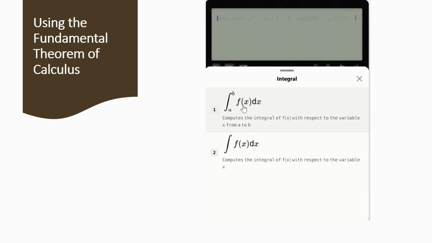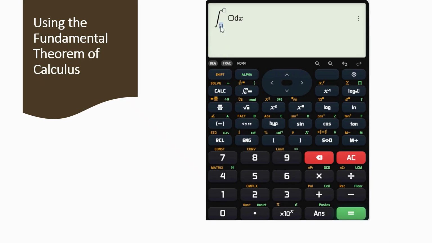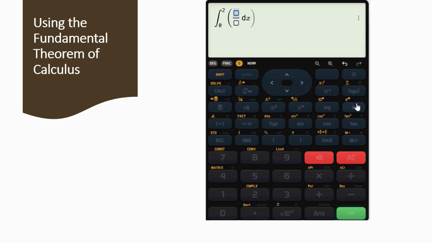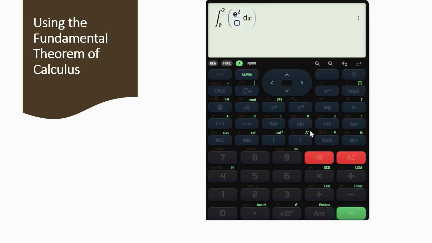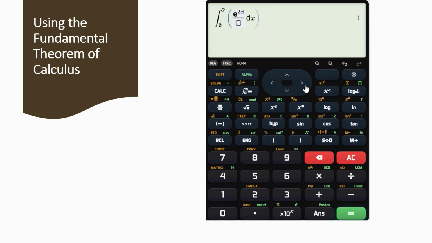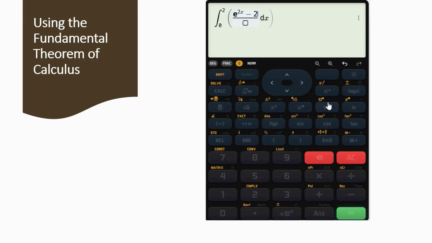Let's enter. Our lower limit is nothing but 0 and our upper limit is 2. And your function is a fraction with e power. So you can select shift this button. So you get e power 2 alpha x. Don't forget to click the side arrow. So you get here negative 2 e power 3x.